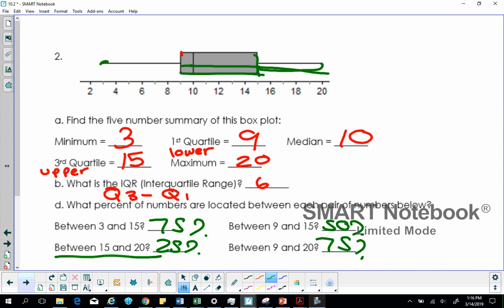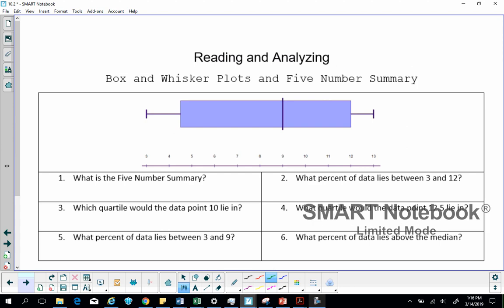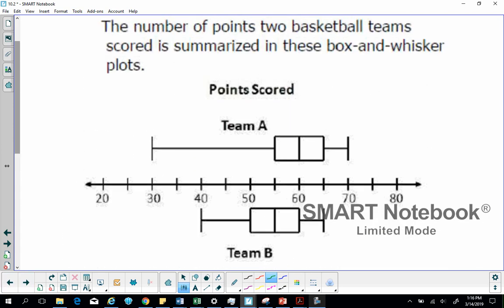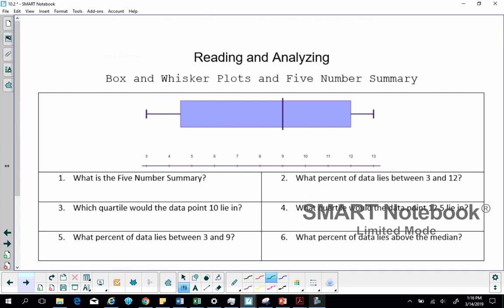Do you guys want to try a few more together? Okay, let's go to this next worksheet. I'm on reading and analyzing, the page on the back. What percent is between 3 and 12? Here's 3, here's 12. What percent of the data is that? 1, 2, 3, 75%.